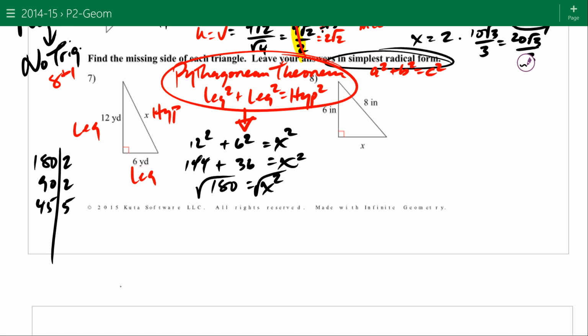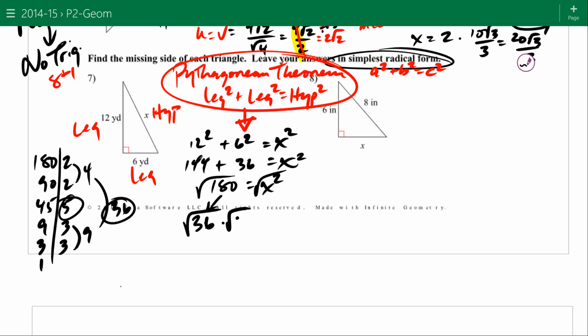I see a square here and here. I see a bigger square here. And so my factors are right here. So I'm going to split the root like I always do. Alright, and I get 6 rad 5. That's my answer. That's called simplest radical form.